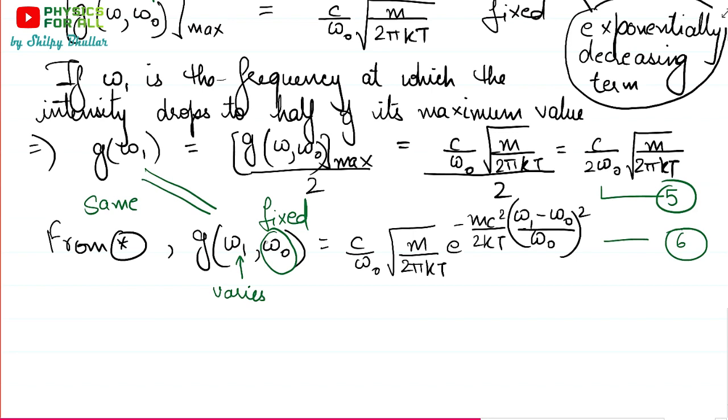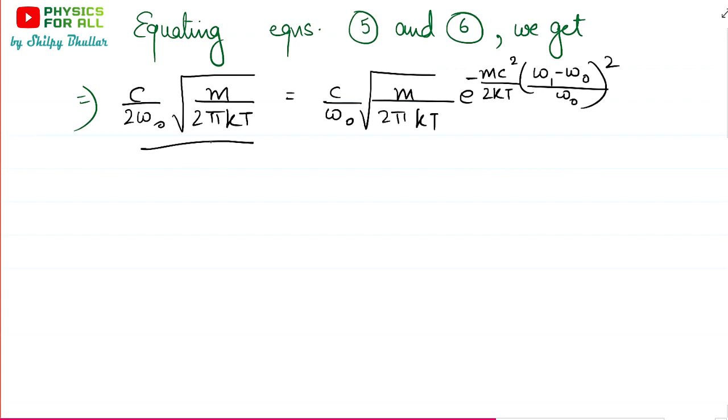So one value we have found from the expression itself, and the other value we have found from the expression of g omega omega naught maximum, because we know that this is the function at half of the intensity. So that means both these are the same. So we can equate equation 5 and 6. So let's equate that. Let's equate 5 and 6. So this is the term that we have obtained from g omega omega naught max by dividing it by 2. And this is the term which we have obtained from the general expression of g omega omega naught by replacing omega by omega 1.